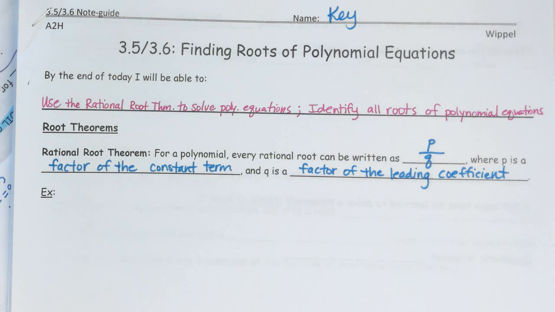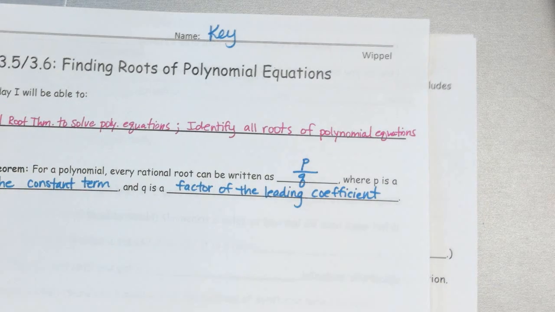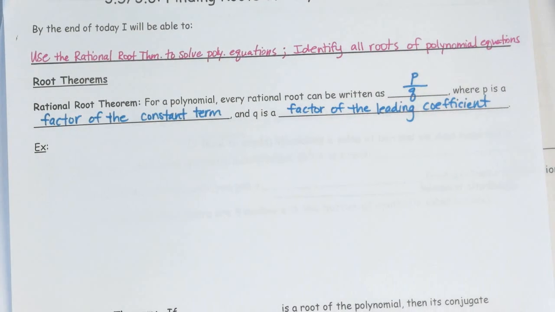But if they are rational, they can be written as a fraction, p over q. P has to be a factor of the constant term, and then q is a factor of the leading coefficient. So we're going to do a couple of examples of this together. Again, this is going to be the possible roots. So that's a little bit different than the actual roots. Okay, but we're going to do this part together.